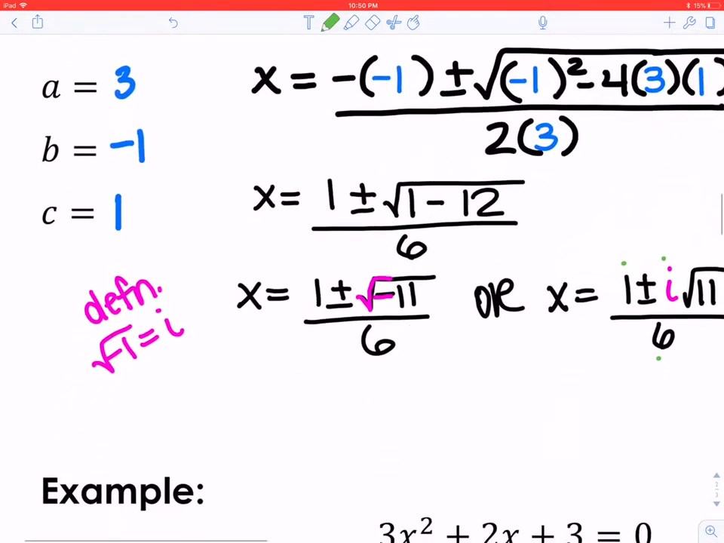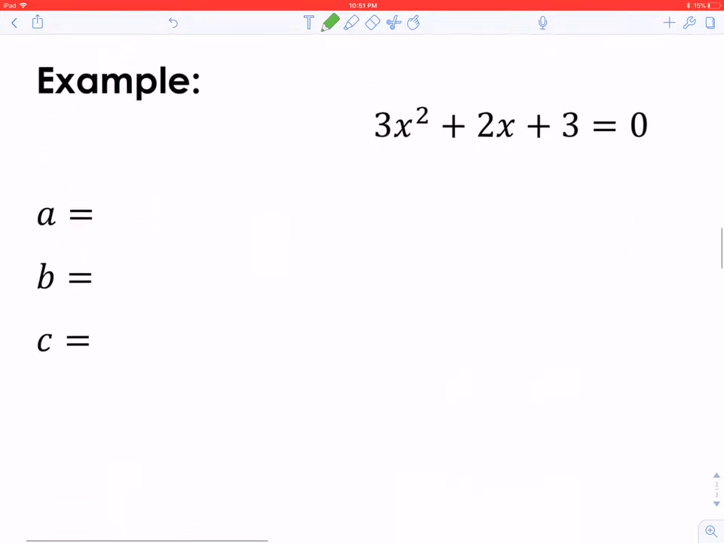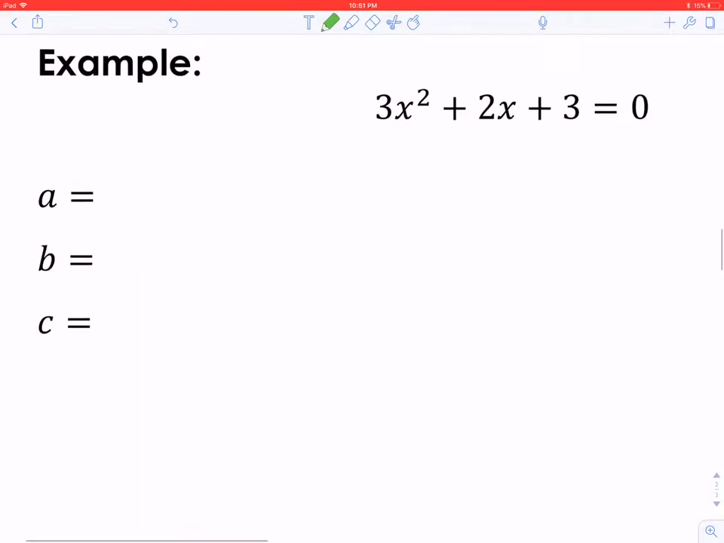Okay, let's try another. Example 2, 3x squared plus 2x plus 3 equals 0. It does equal 0. We are in descending order, x squared, then x, then our constant. So my a is 3, my b is 2, and my c is 3. Take time to go ahead and write out your formula with those open parentheses.